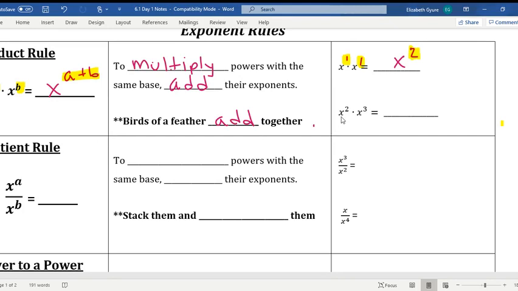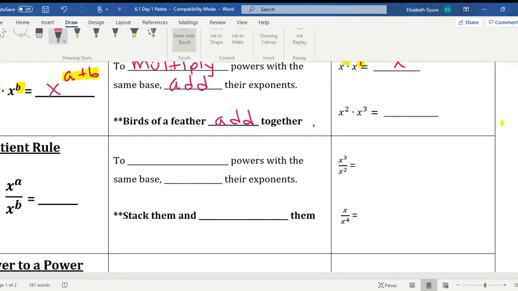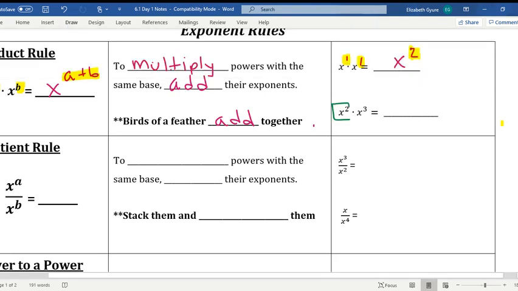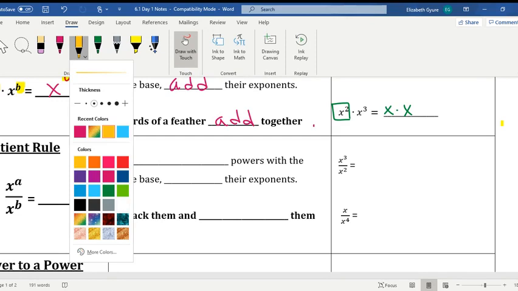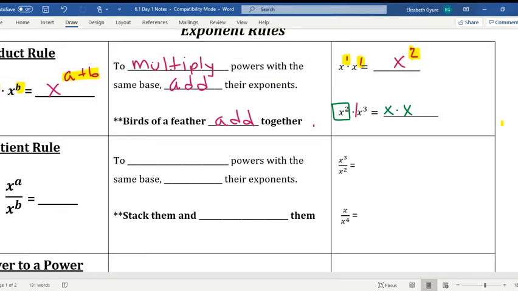Well, if I have x squared, this technically means, here, I'll color code this for you, that I have x times x, doesn't it? And if I have x to the third, this technically means I have x times x times x. Well, if I write them all out like that, how many x's do I have altogether? Okay, Asia. Take a look. Yeah, I have 5. And what's 2 plus 3? 5. Not a coincidence, right?